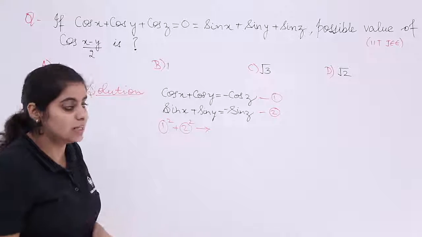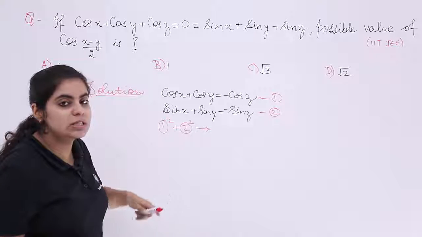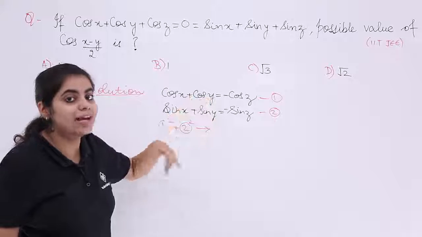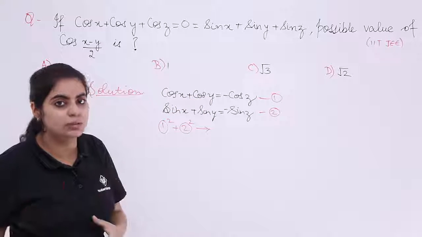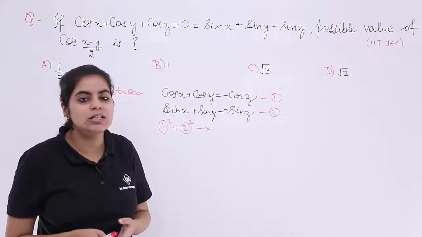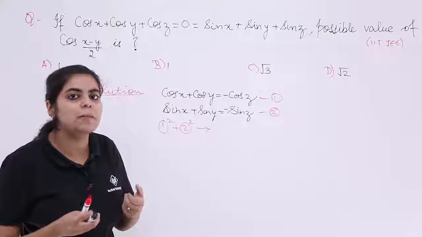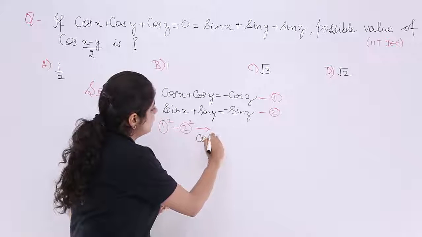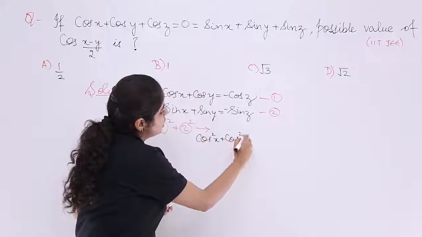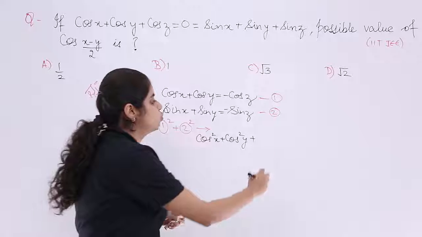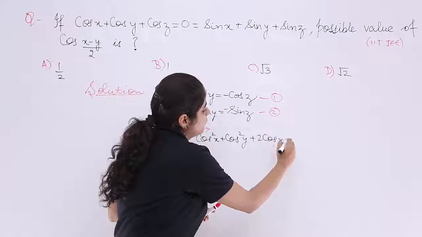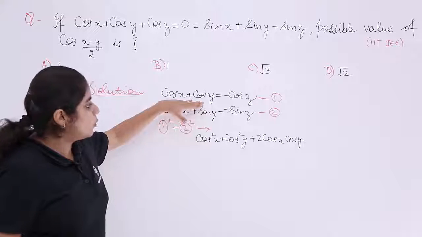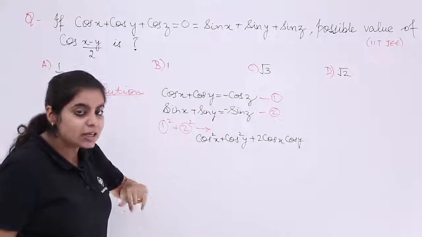What happens? Let's see. First equation whole square would be what? It would be cos square x plus cos square y plus 2 cos x cos y. That means a plus b whole square is equal to a square plus b square plus 2ab. So let's write down cos square x plus cos square y plus 2 cos x cos y. First equation left hand side square has been done.